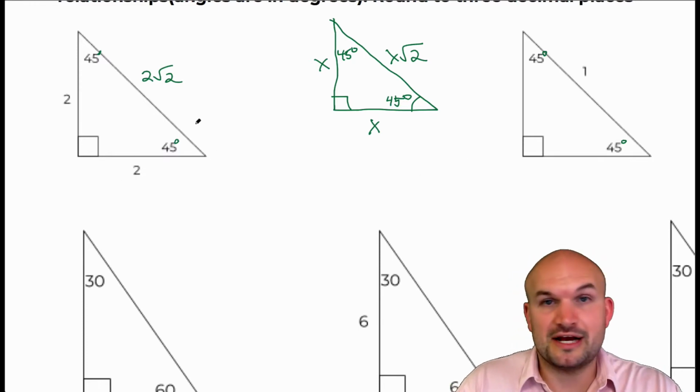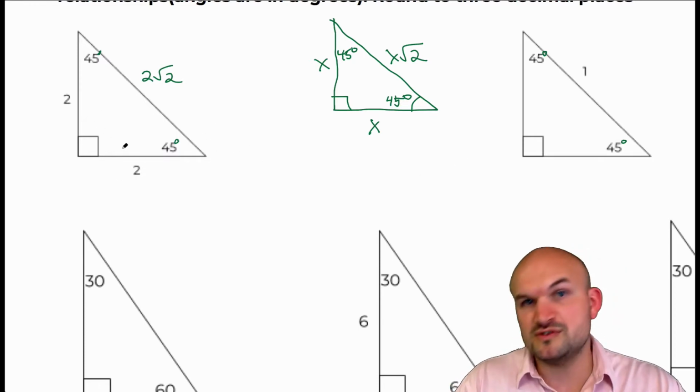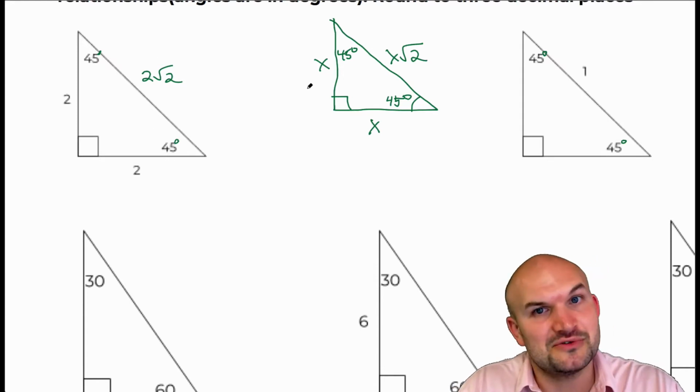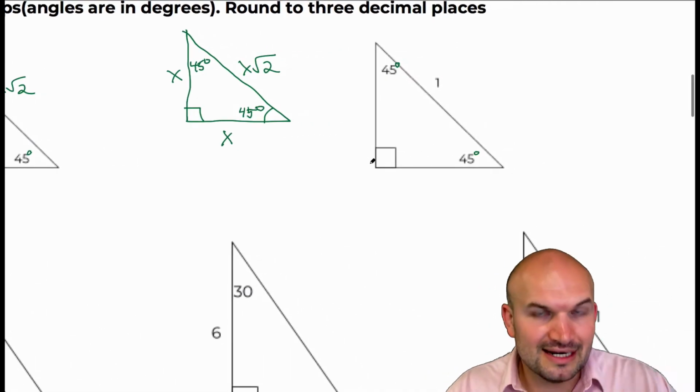You could have done the Pythagorean theorem if you wanted to. 2 squared plus 2 squared equals 4 plus 4, which is 8. The square root of 8 is 2 times the square root of 2. All right. Now, here's where it gets a little tricky.